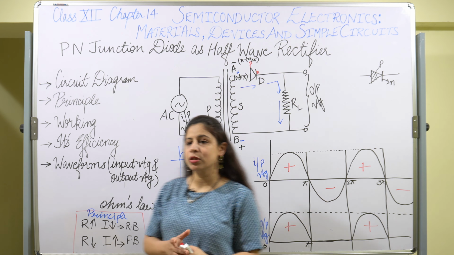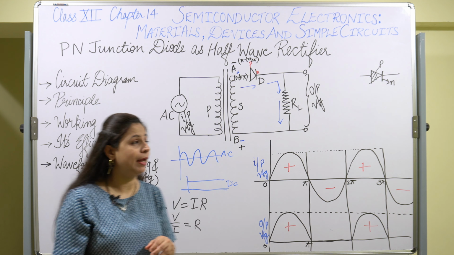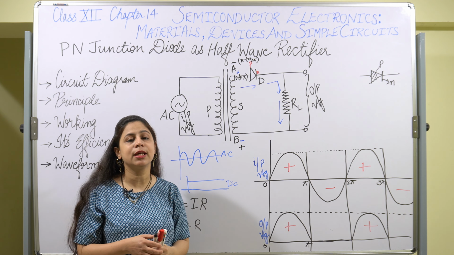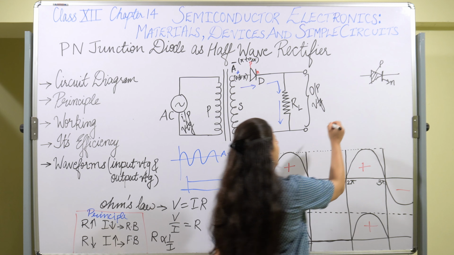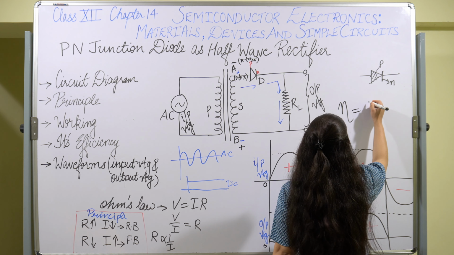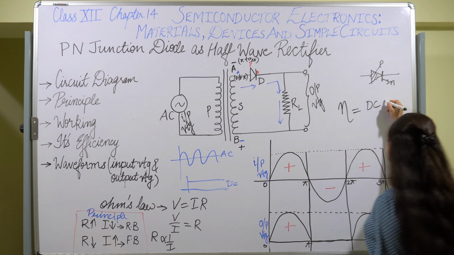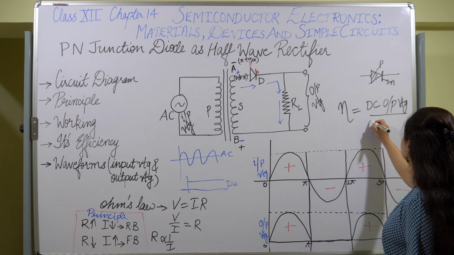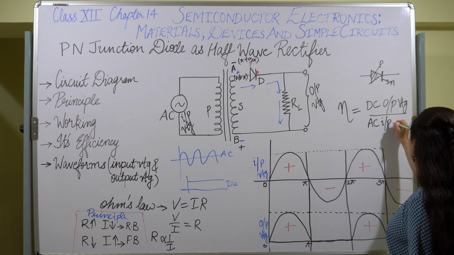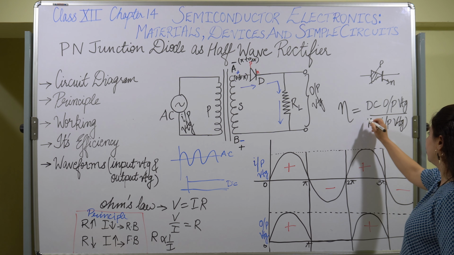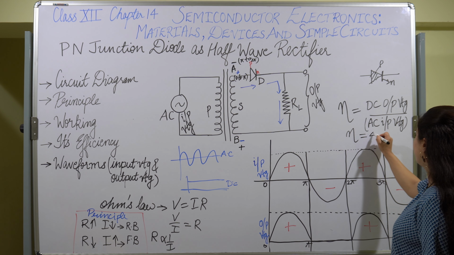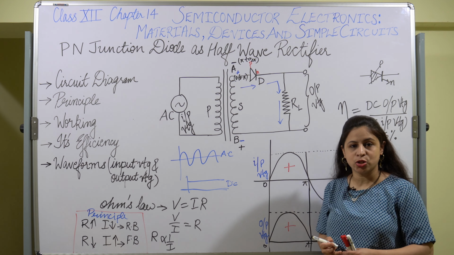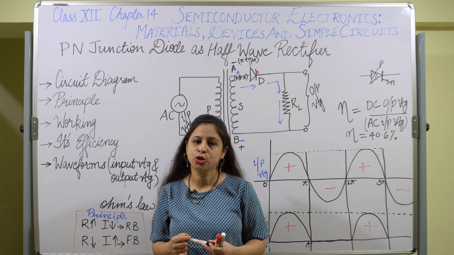Now let us talk about its efficiency. The efficiency is given as the DC output voltage to the AC input voltage. So the efficiency comes out to be 40.6%. The derivation is not in the syllabus of class 12, but the derivation is important for electrical engineering students.